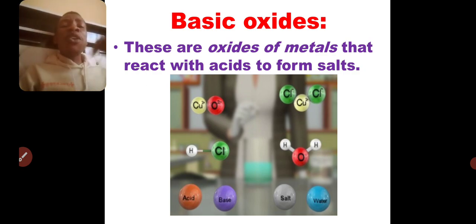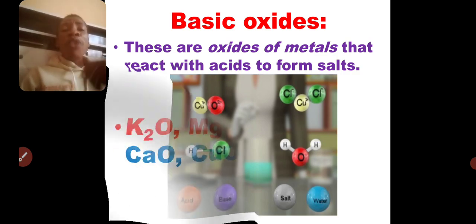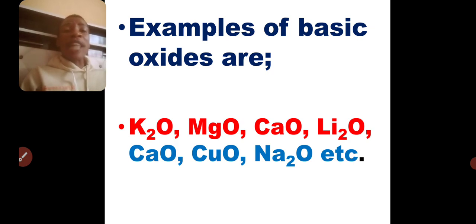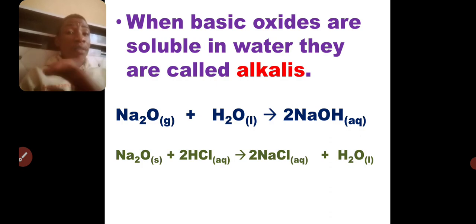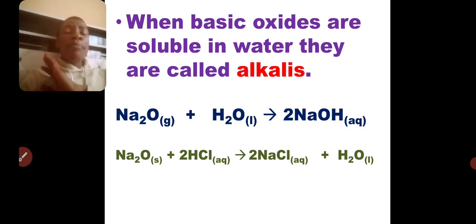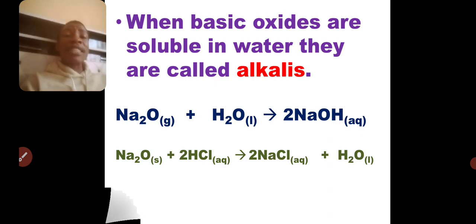Basically, basic oxides are generally insoluble in water, but there are a few of them that dissolve in water, and these few basic oxides that dissolve in water, we call them alkalis. So alkalis are soluble basic oxides because most of them are not soluble. So bases are oxides of metals, but the soluble ones among them are called alkalis.